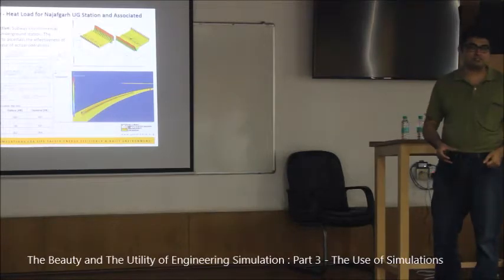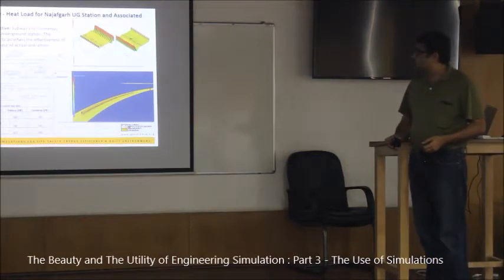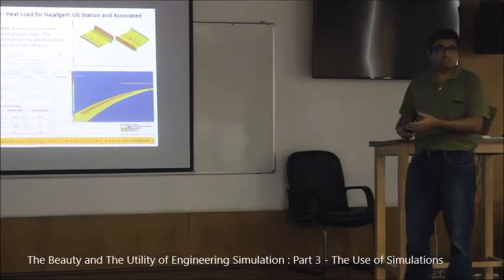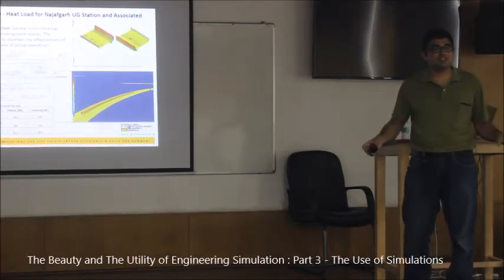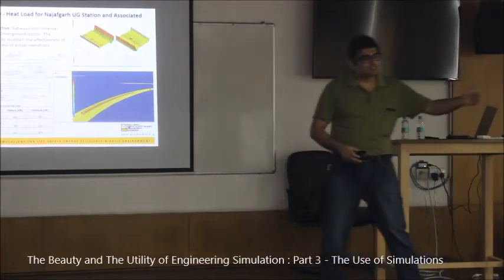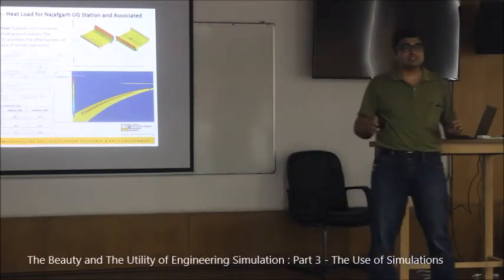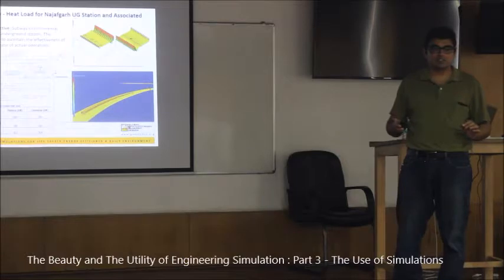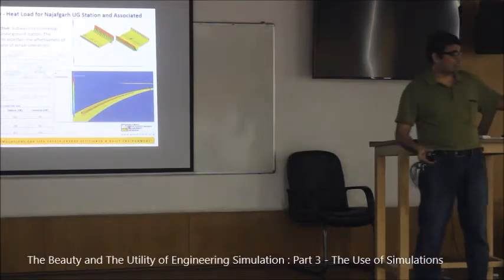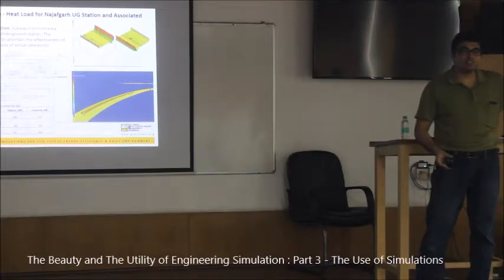you travel every day. When the metro comes into the underground station, a breeze of air comes in when the train arrives, and when it goes, the air goes with it. Now, this is very, very highly transient. You have earth, and you have convection happening within the tunnel.